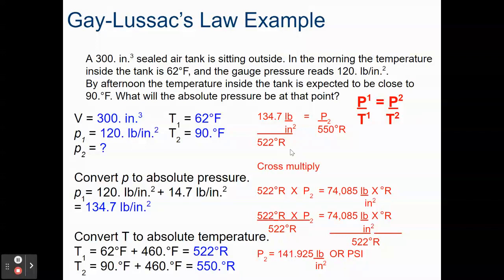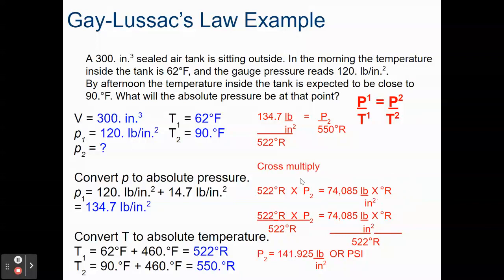Really simple at this point, cross multiply. I love to start with the unknown variable. I like to keep that on the left, keeps things nice and neat. P2 times 522 degrees Rankine equals 522 degrees Rankine times P2 equals 134.7 times 550. I get 74,085. Bring your units with you. Pounds per square inch times degrees Rankine.